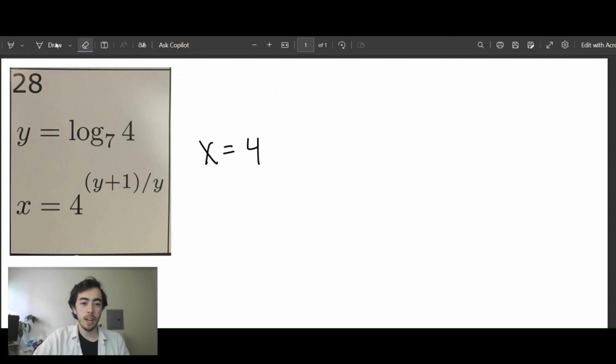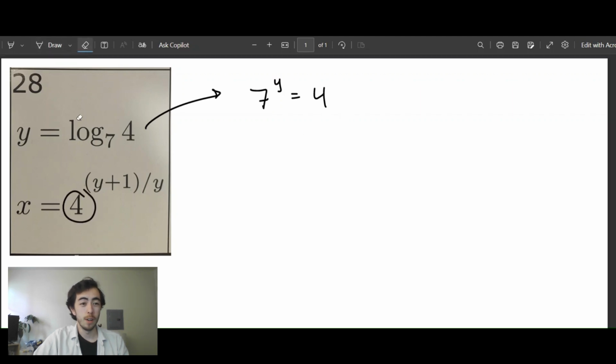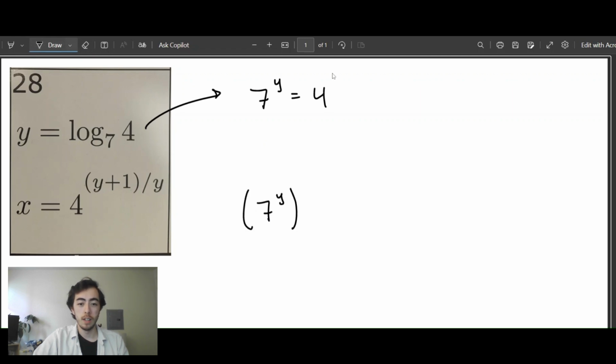So looking at this first equation, y equals log base 7 of 4, I know that I can rewrite logarithm equations as exponential equations. This is the same thing as saying 7 to the power of y is equal to 4. And maybe I could replace this 4 with a 7 to the power of y. And that's still going to be raised to the power of y plus 1 over y.